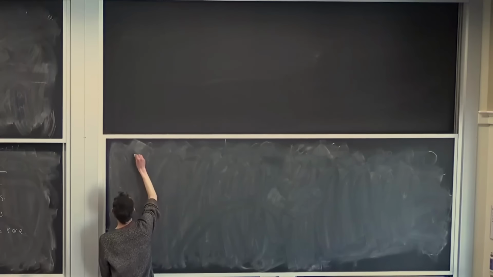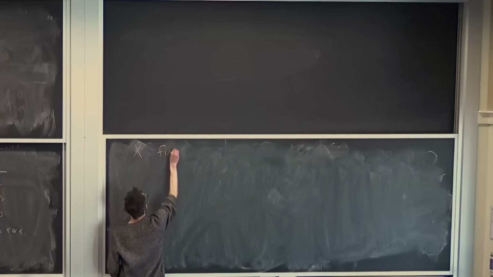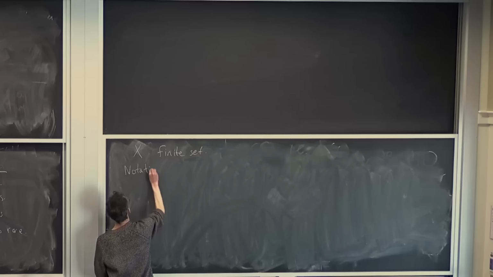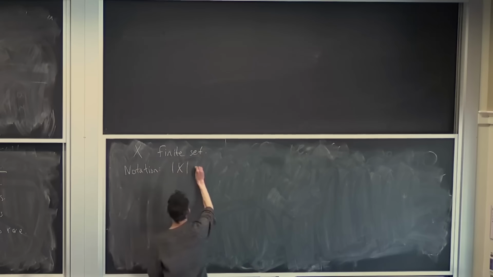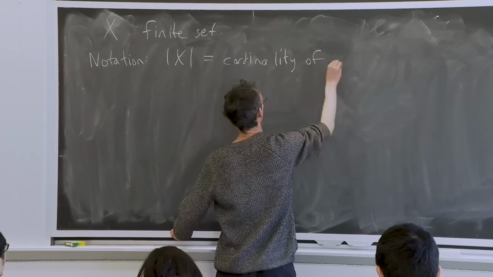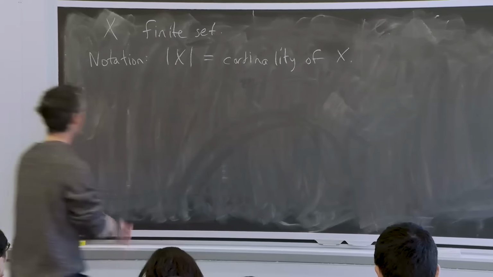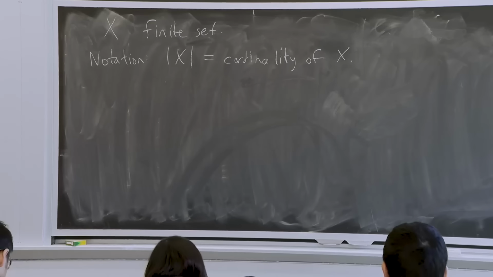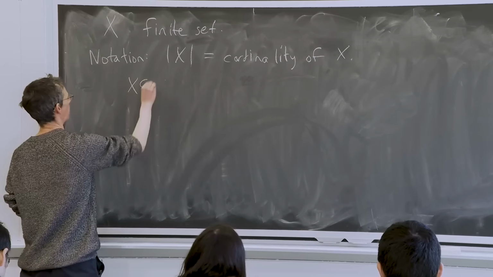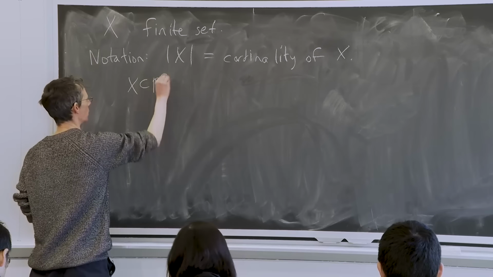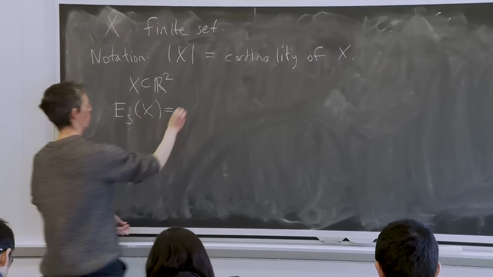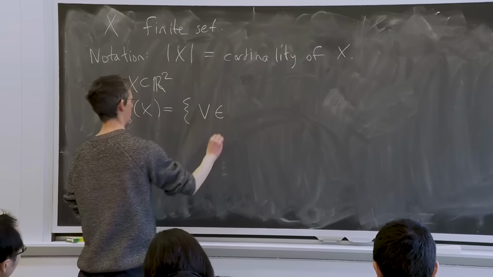So now let's suppose that X is a finite set. I'm going to use the notation that the absolute value of X is the cardinality of X. All right, so here's my setup. I'm going to take X in R2, and E sub S of X is going to be the set of V.